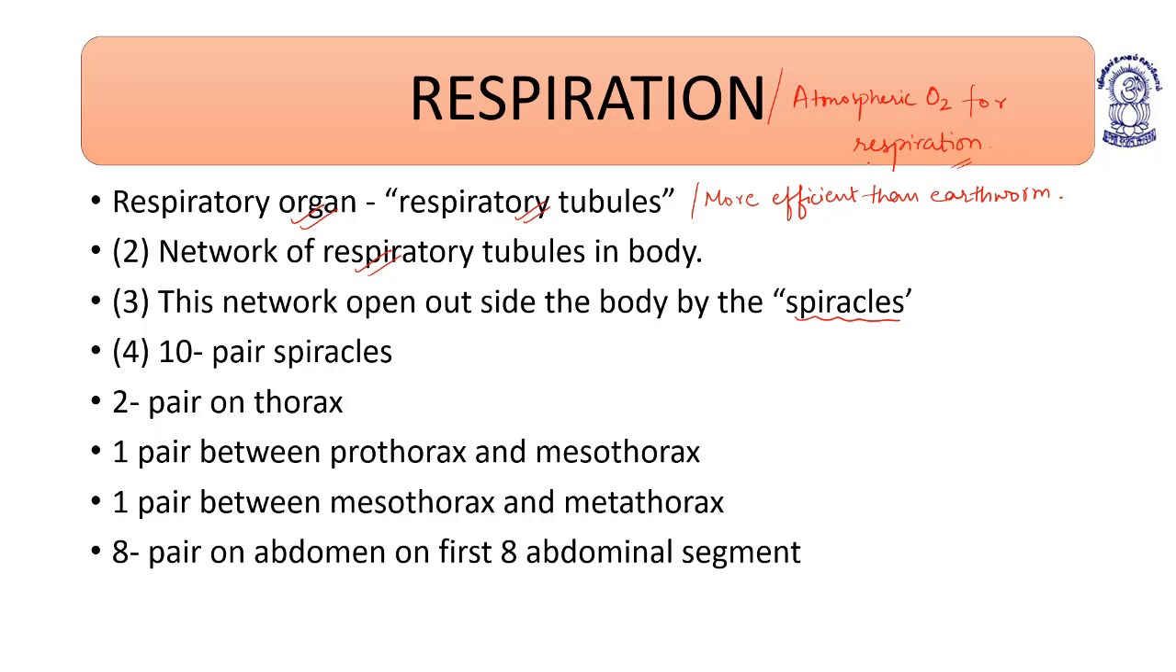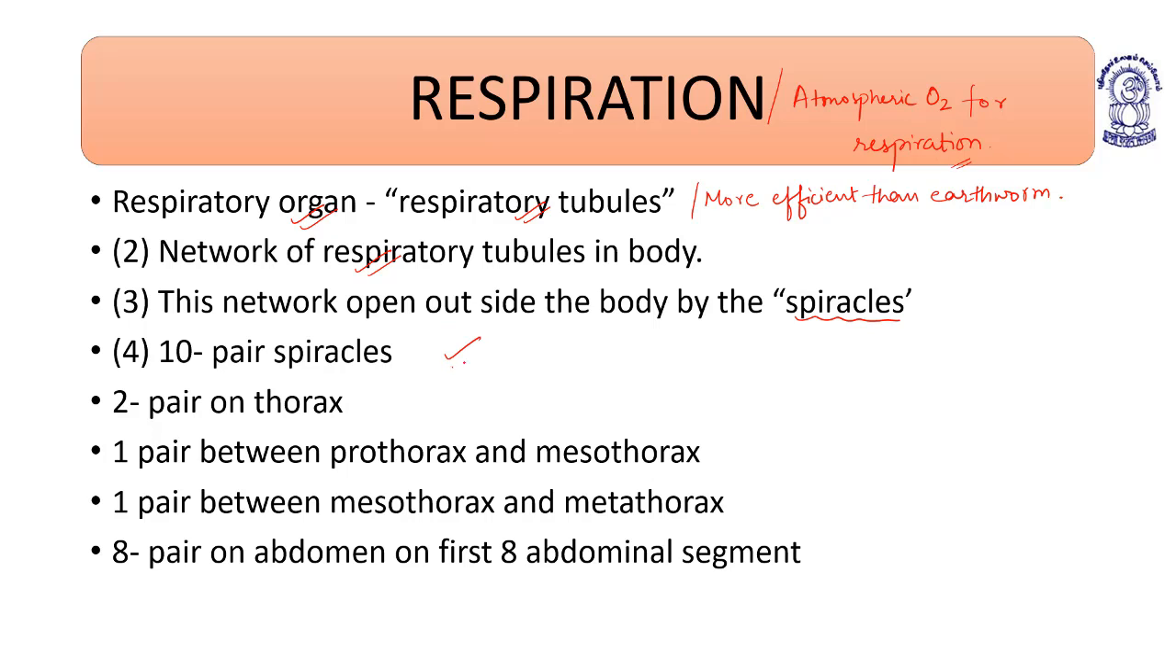The atmospheric air comes in contact with different organs of the body, and there is no use of blood to carry the oxygen to different parts. So in case of cockroach, blood doesn't act as a respiratory pigment, or respiratory substance. The network opens outside the body by spiracles.